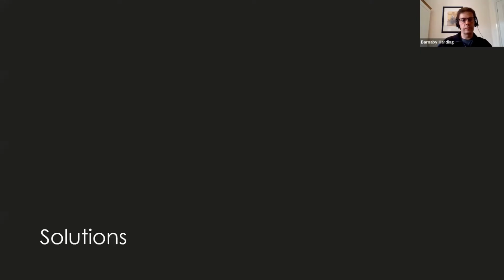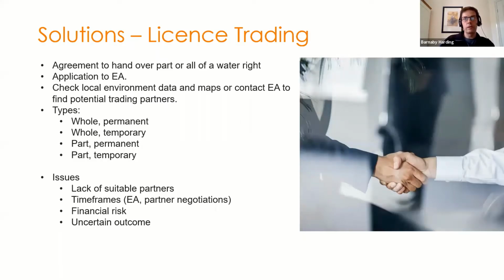So, solutions. I'll run through a number of potential solutions here. The first is license trading, and I touched upon that a little bit earlier. This is where you find someone who's willing to hand over part or all of their water right. So it's an existing water right, and they're willing to hand it over to you. This is done through the EA, and you can look at various types. You can be taking all of the right or part of the right, or you can be doing it on a temporary or a permanent basis. It depends what you're after.